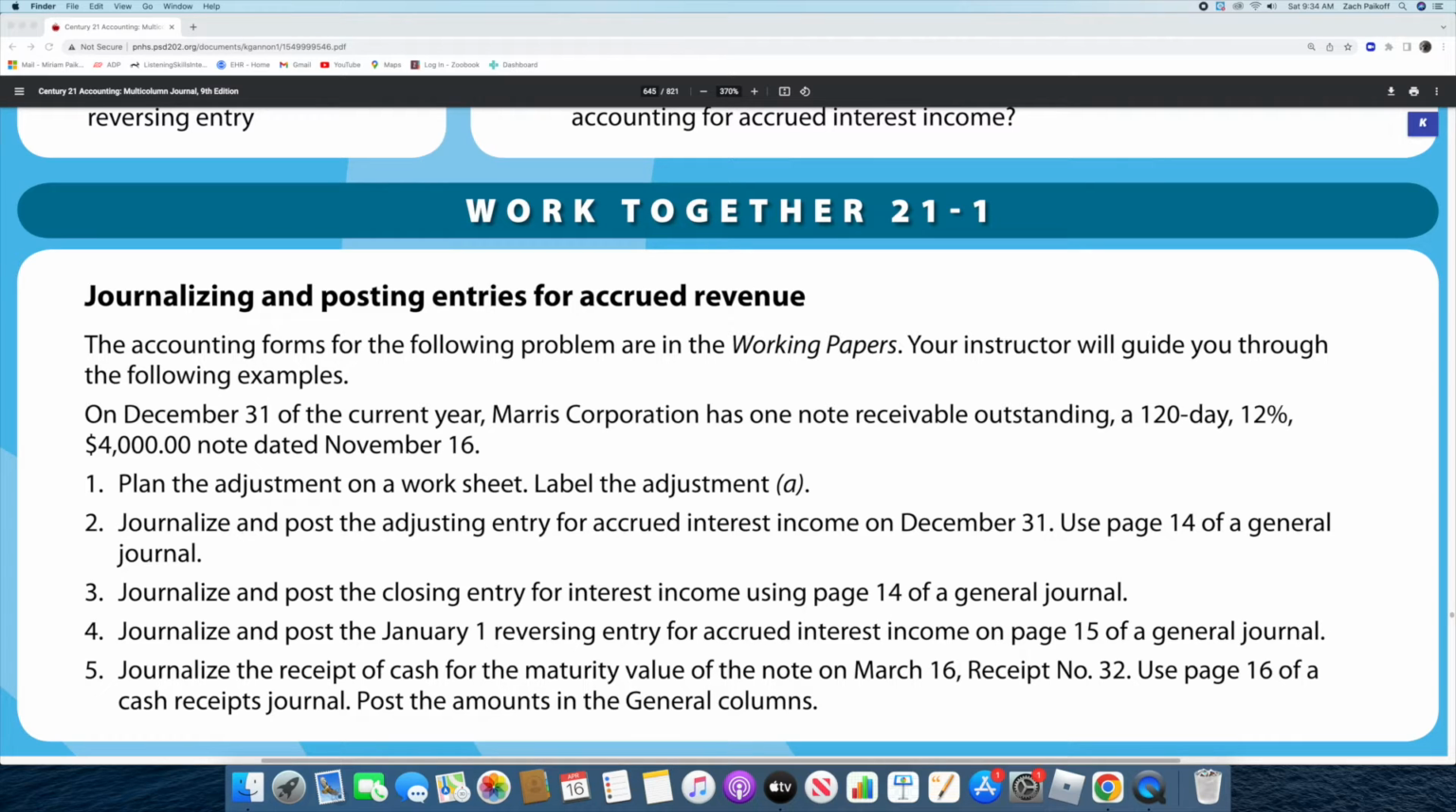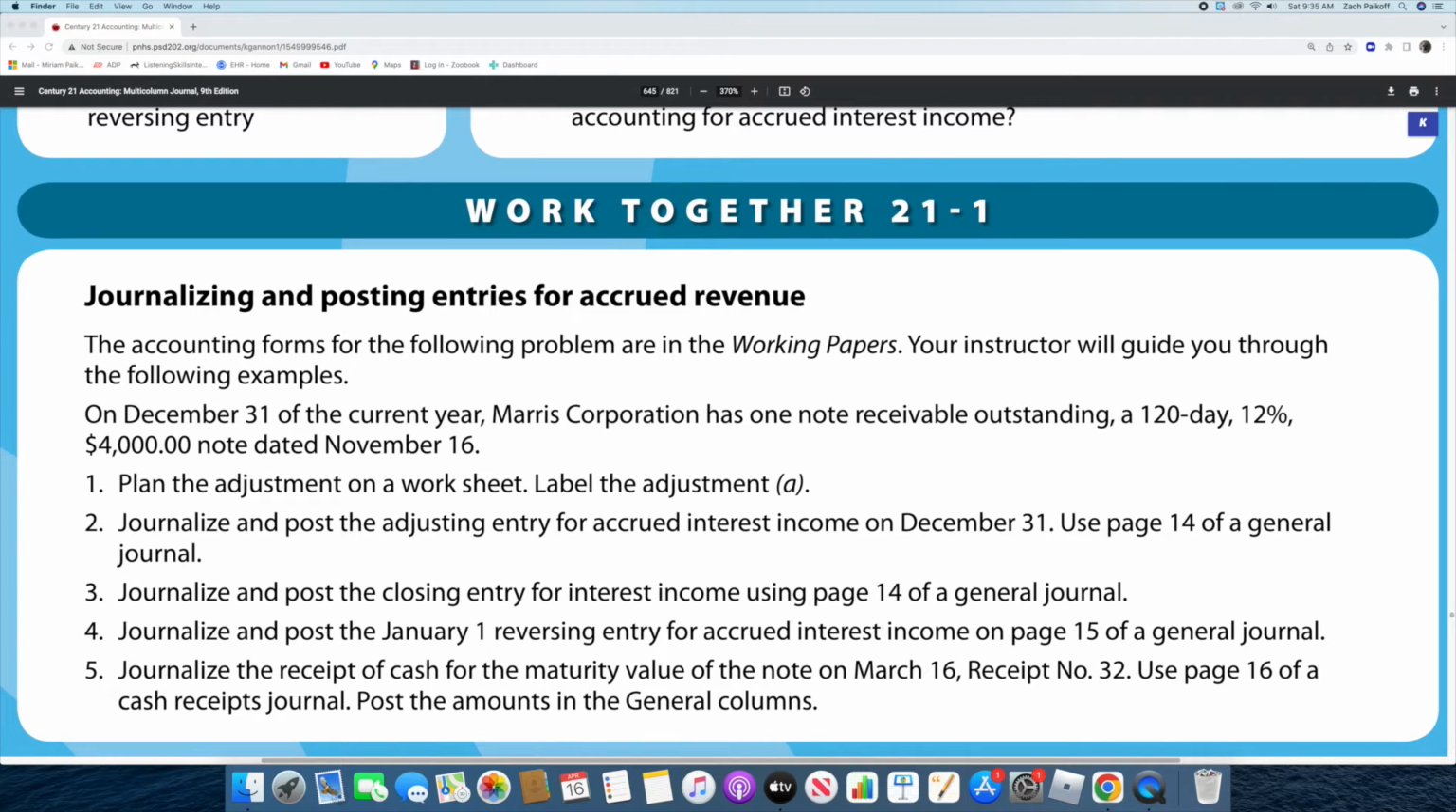Number 1. Plan the adjustment on a worksheet and label the adjustment A. Number 2. Journalize and post the adjusting entry for accrued interest income on December 31st. Use page 14 of a general journal. Number 3. Journalize and post the closing entry for interest income using page 14 of a general journal.